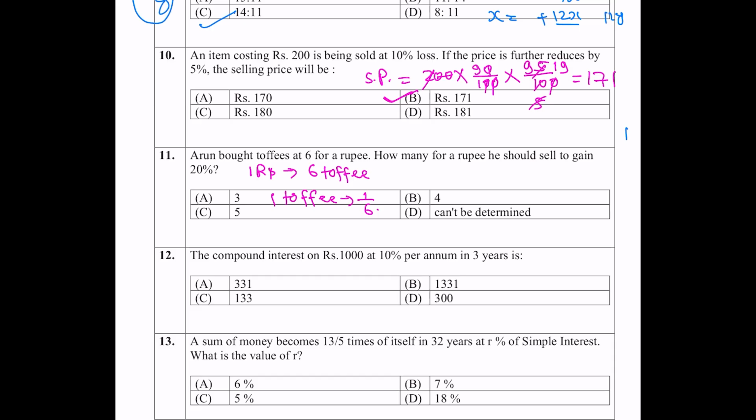So like here we can check, if he got the profit of 20%, it means on each toffee he is getting the profit of 20%. So here we know this is the cost price for 1 toffee.